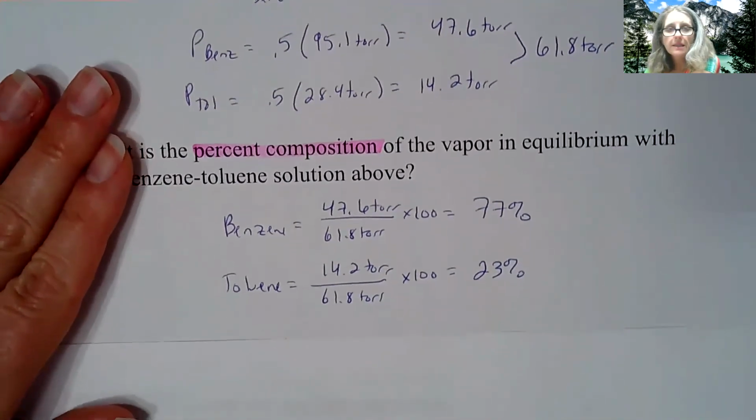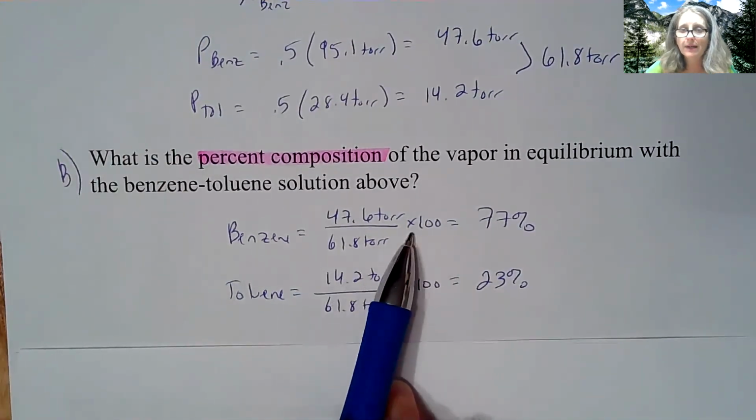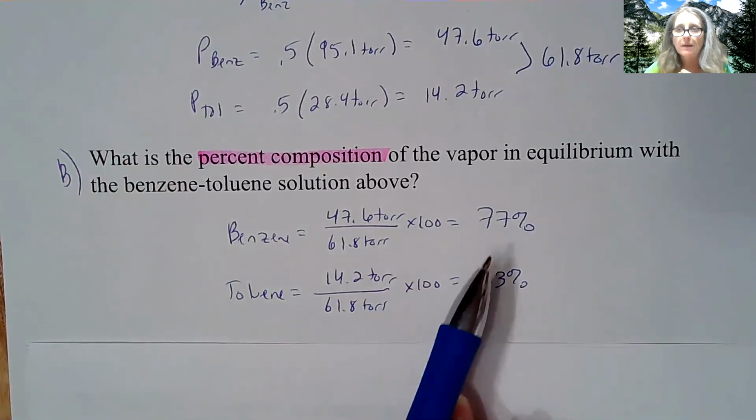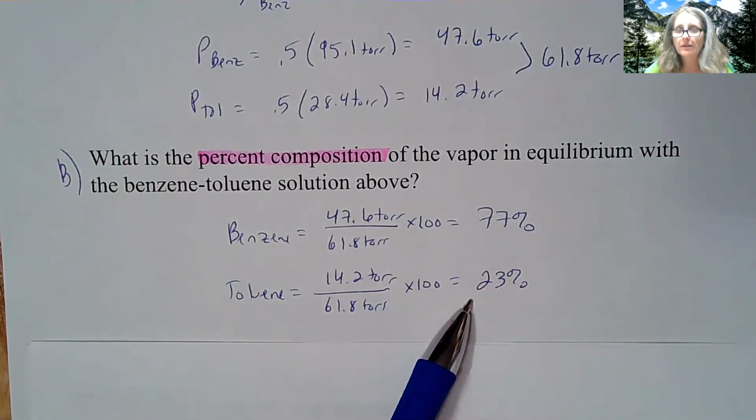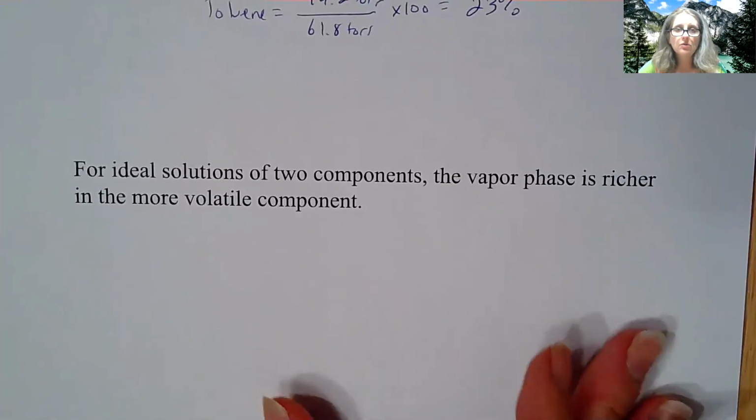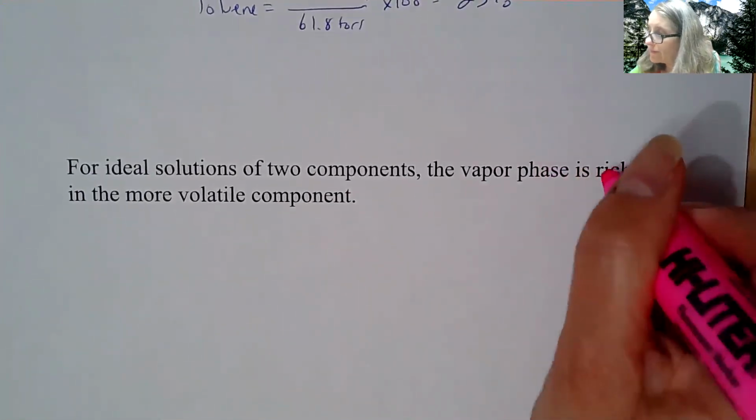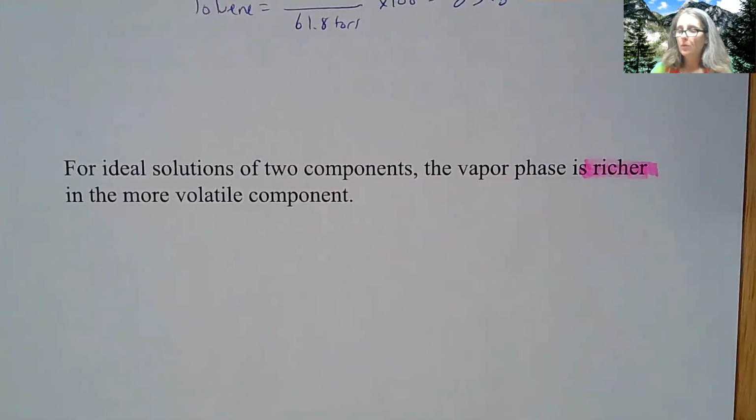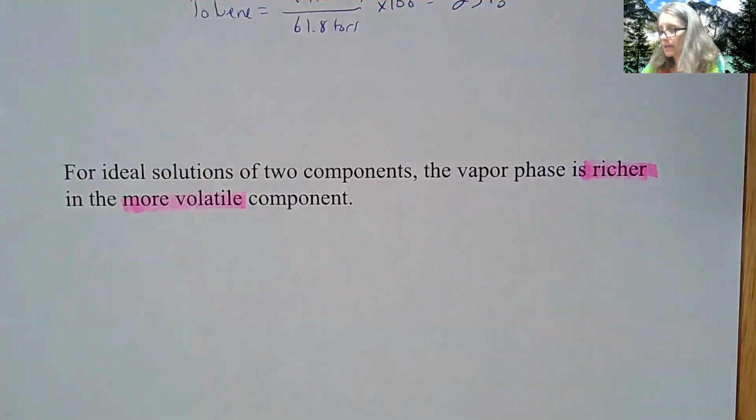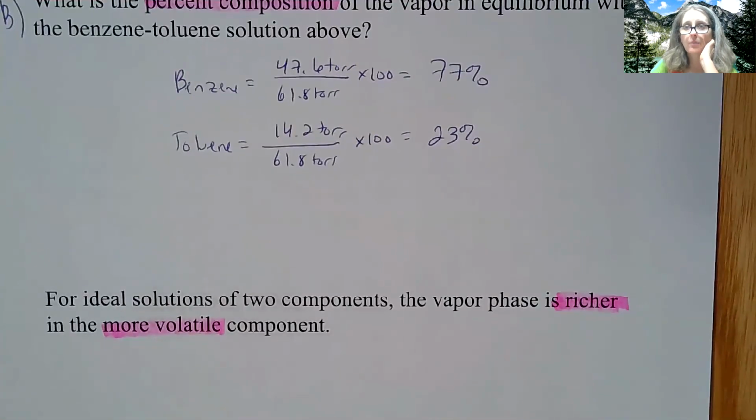So again, benzene, you take the individual partial pressure over the total, times it by 100, so 77% of it is benzene. And then toluene, subtract that from 100, or you could do the math over here, is 23. In general, in an ideal solution for two components, the vapor is always going to be richer, meaning you have more of it, with the more volatile compound, because again, volatile means it goes to vapor easily. So that means benzene is more volatile, so you're going to have more of it above the vapor.